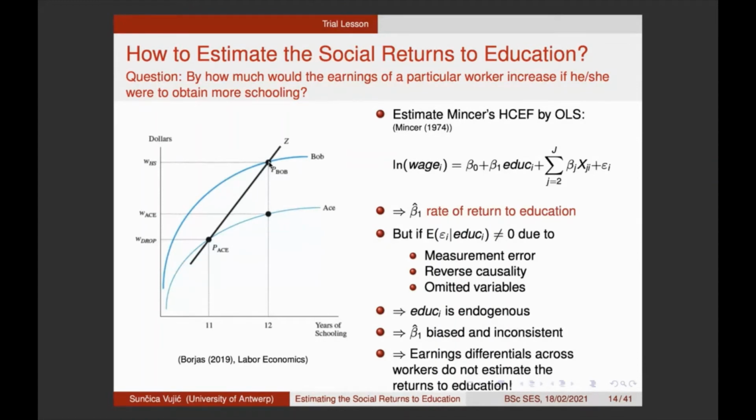So in the data, what we will see is this point of Ace, who has 11 years of education and earns the wage of a high school dropout, and we have the point of Bob, who completed 12 years of education and who has a wage of somebody with a high school diploma. So now what happens? We can connect these 2 points, so we can get this line. And what do you see? Well, this line doesn't give you the wage schooling locus of either Ace or Bob.